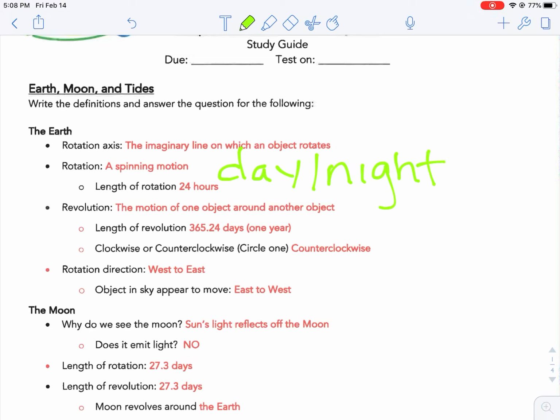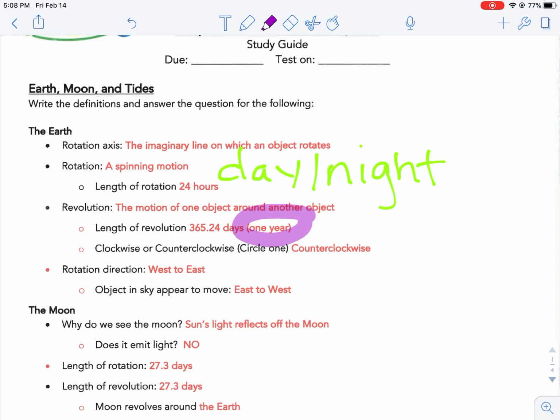We've got two words that are very similar in sound, rotation and revolution. Day and night is rotation on its axis. Revolution is the motion of one object around another. So for us, the length of revolution is 365 and a quarter days. That quarter day is what adds up to the leap year we're experiencing this year. So that is 1 year, the length of revolution.